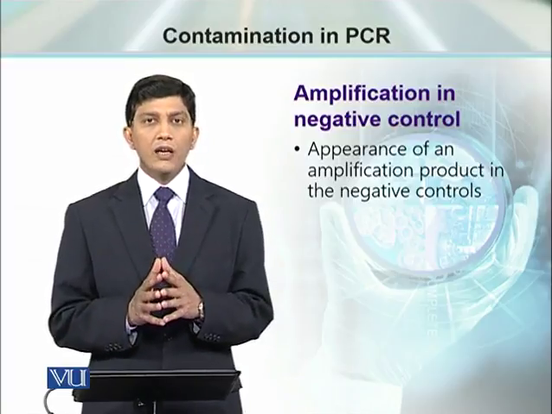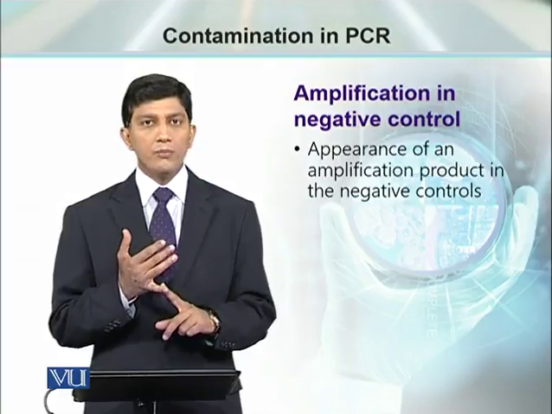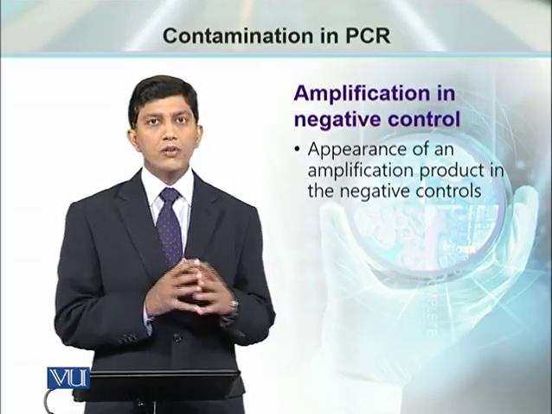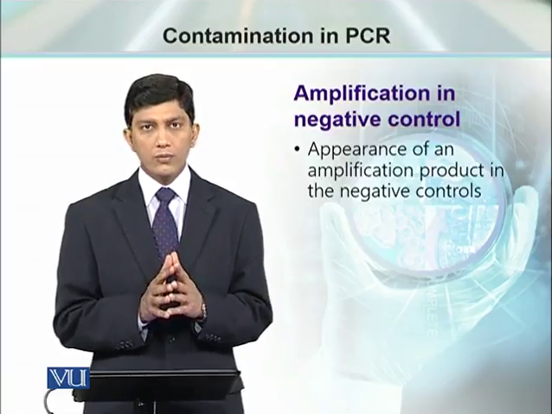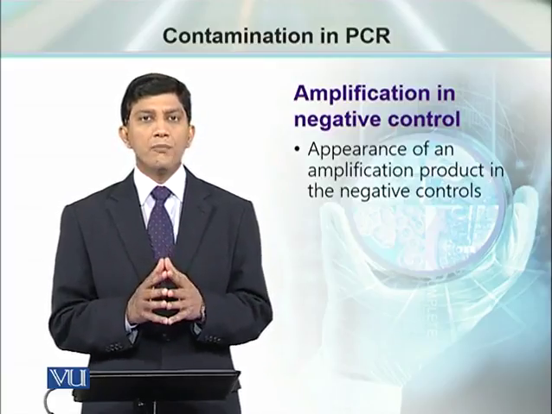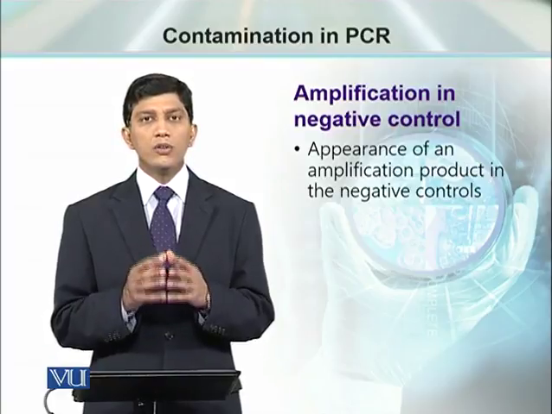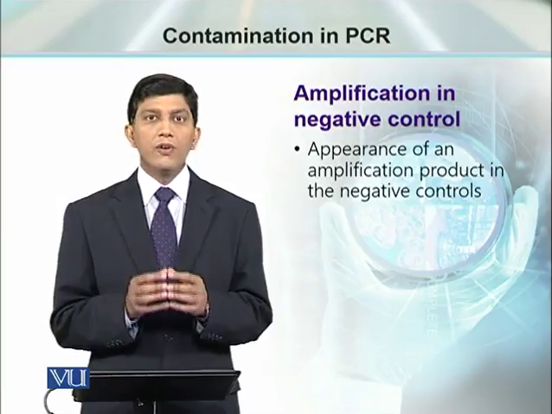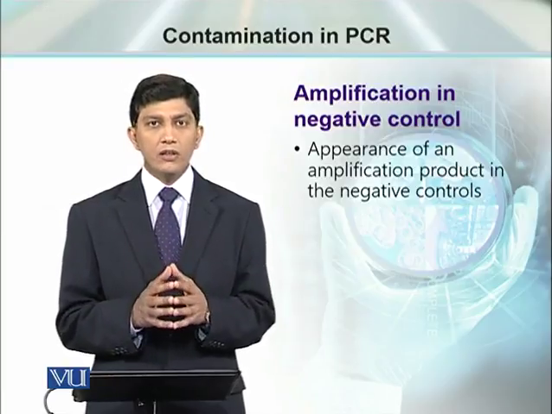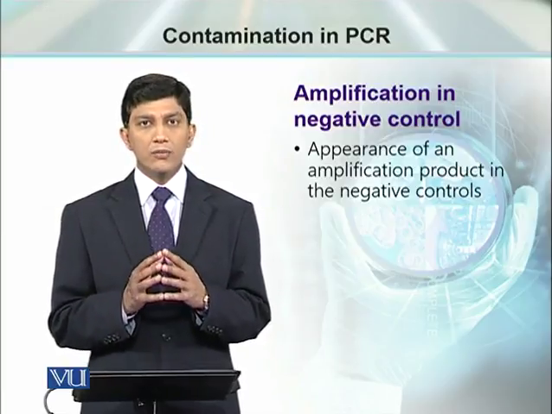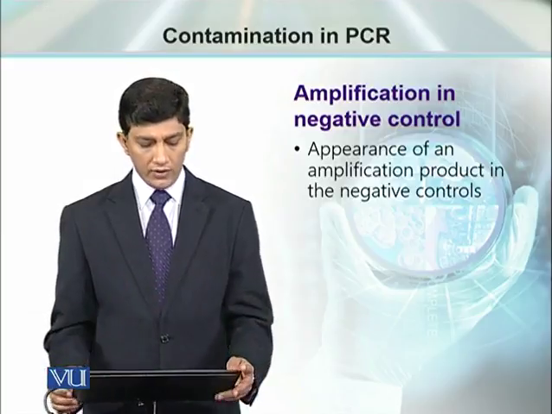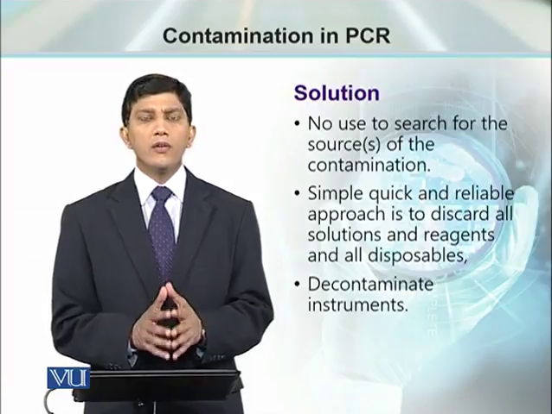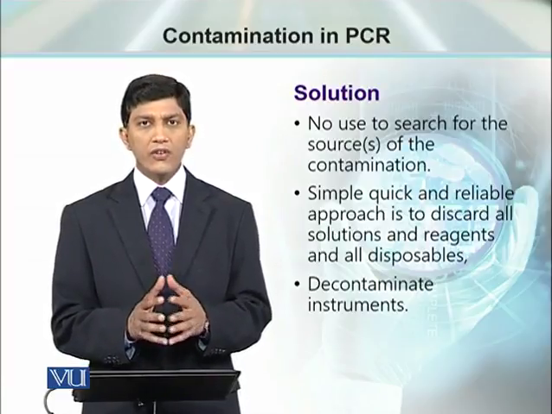When we do PCR, besides our control samples or the experimental samples, we use a positive control and a negative control. Negative control is that sample in which we don't give any kind of DNA. But even then, if we see some kind of amplification there, that indicates the contamination of exogenous DNA. There is no need to find out the solution or reason behind it.